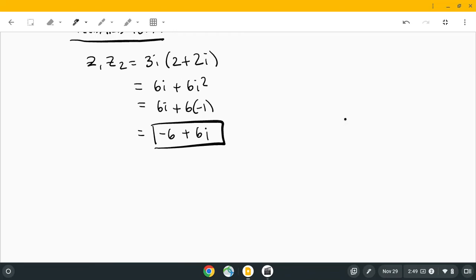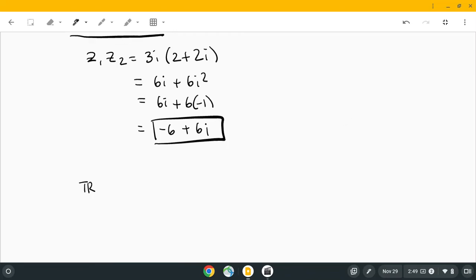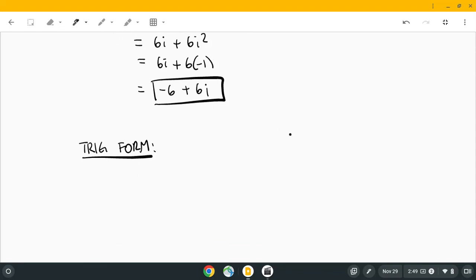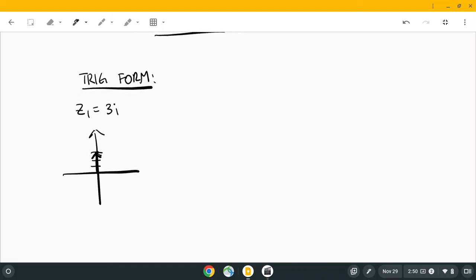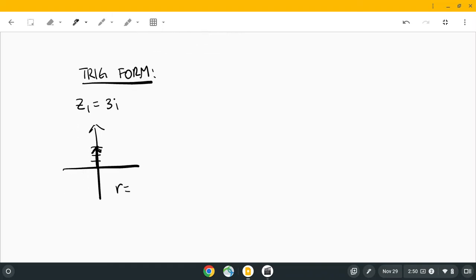Okay, so now we need to do it in trig form. So first of all, we need to convert it to trig form. Let's write those two down again. All right, so Z1 is 3i. 3i looks like this. Okay, so here we can get the r and theta. So r here is 3 and theta is 90 degrees.